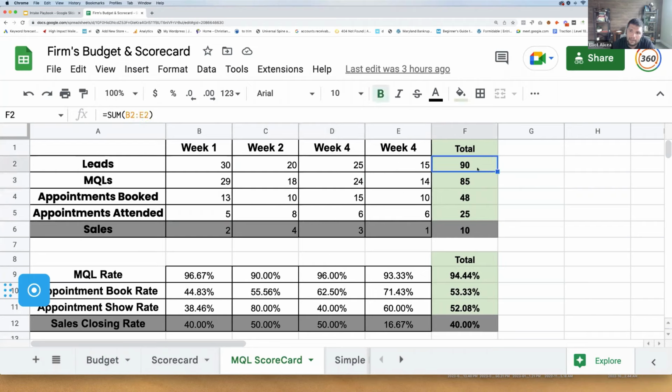Okay, so we had 90 leads, 85 of them actually were MQLs, 40 of them booked an appointment, and 25 of them attended. And let's just say we closed 10 people, right? Because everybody wants to know, what do we close? Because that's exciting.